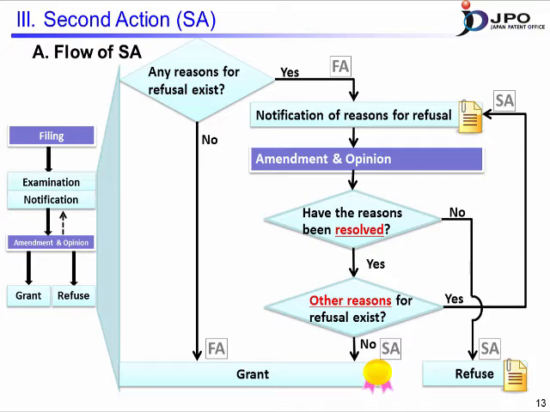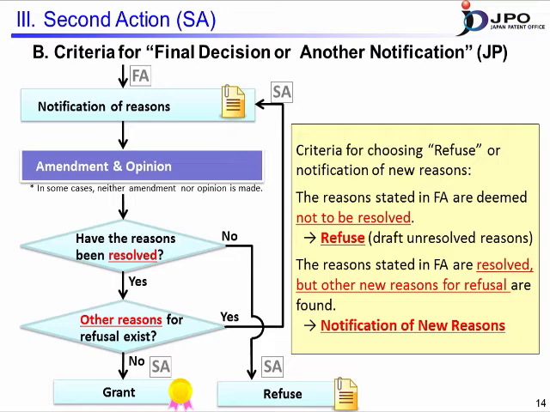If yes, the examiner must judge whether or not other reasons for refusal exist. If not, the examiner grants a patent. If yes, the examiner again drafts a notification of the reasons for refusal as an essay. In the next sheet, we can see more details of the essay. This shows the details and judge criteria for the essay.